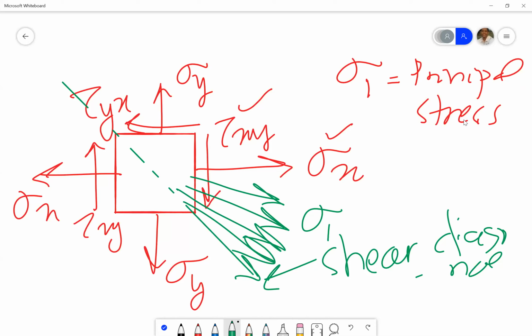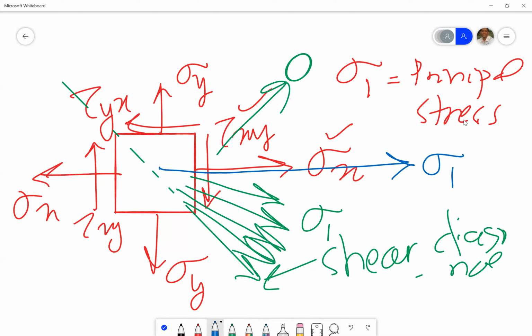Now the condition is, if there is no shear stress on this plane, where is the principal stress direction? In which direction does the principal stress act if there is no shear stress? In that case, the principal stress will lie along the direction of the major normal stress.